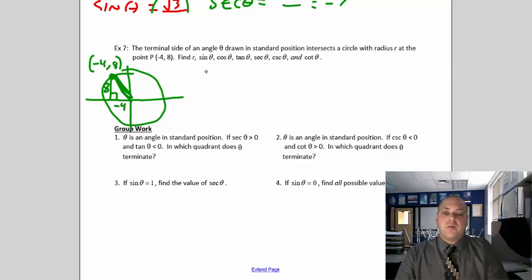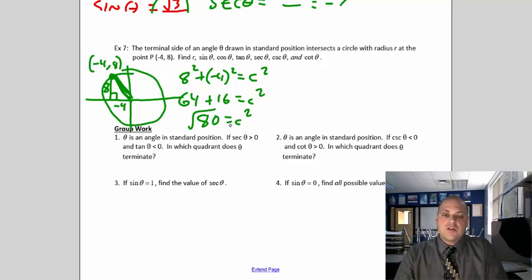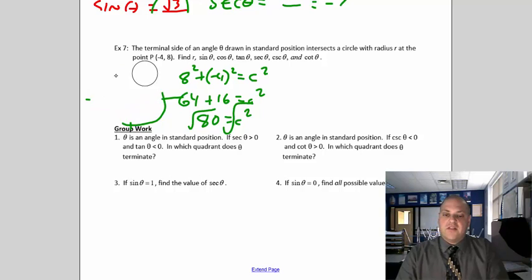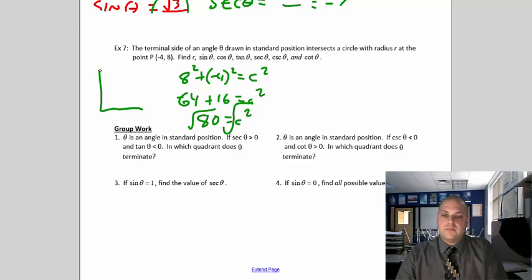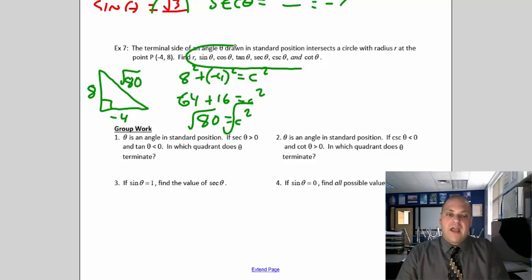So I'm going to use my Pythagorean Theorem. 8 squared plus negative 4 squared is c squared. 64 plus 16 equals c squared, and that's going to be 80. So the square root of 80 is going to be my hypotenuse, square root of 80. So I'm going to just get rid of this and clean this up. So I'm in the second quadrant. I have a right triangle. I know this is negative 4. I know this is 8. And I know this is the square root of 80. And now I can do all my ratios.